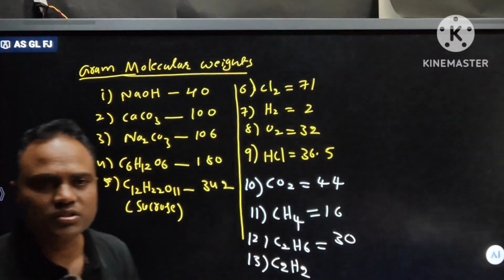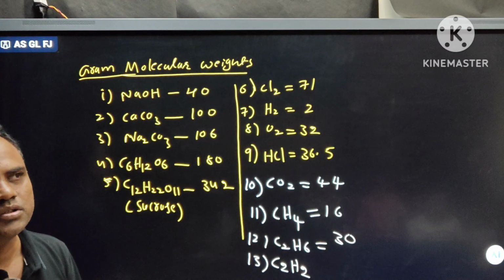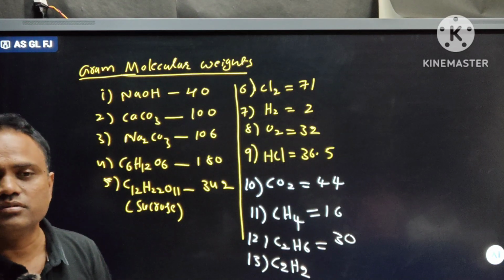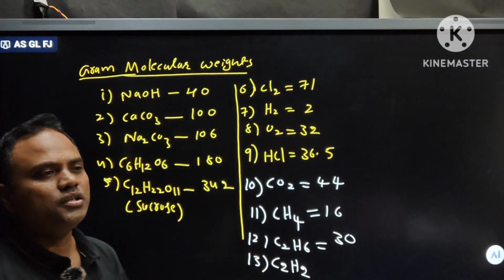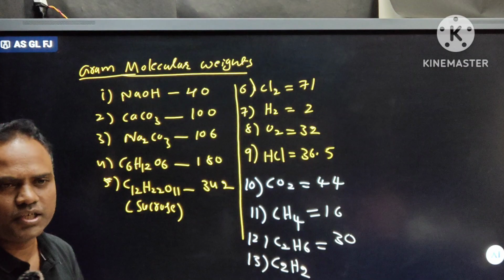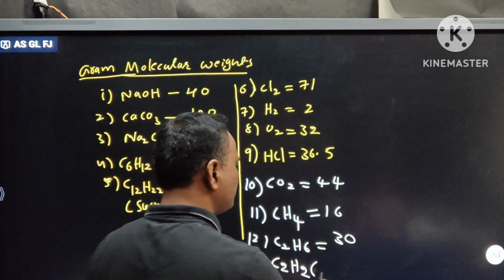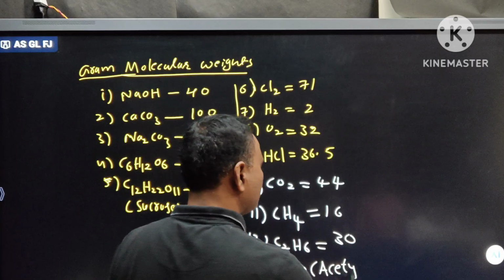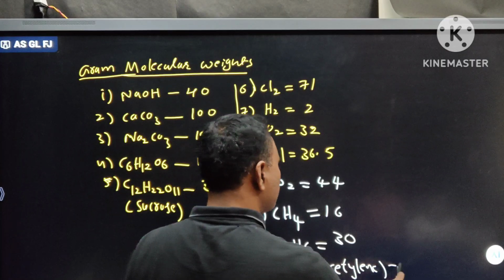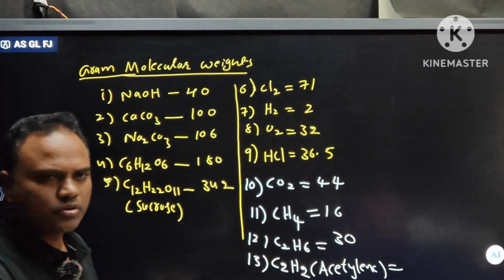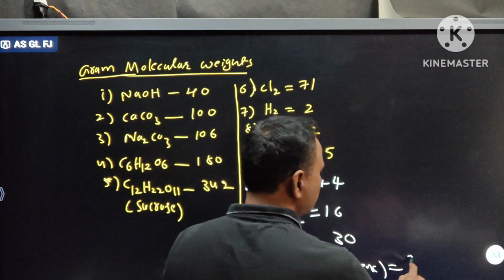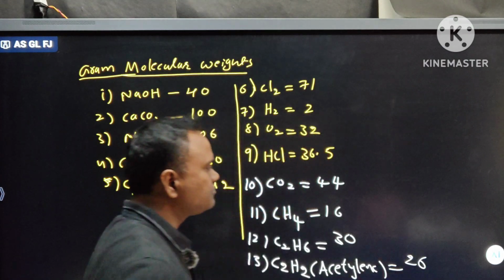How much volume of oxygen is required to combust 10 grams of acetylene? You have to write its formula and its weight. Acetylene, C2H2. Acetylene weight 24 plus 2, 26.